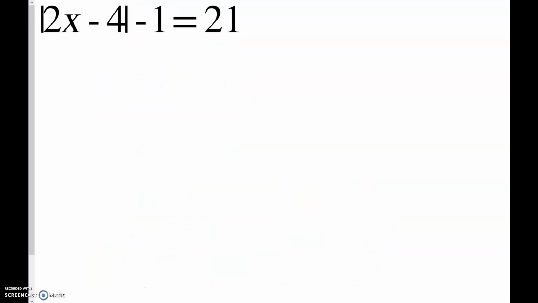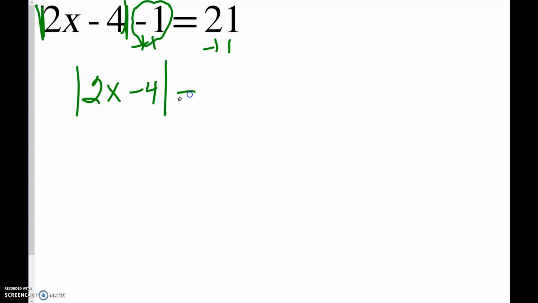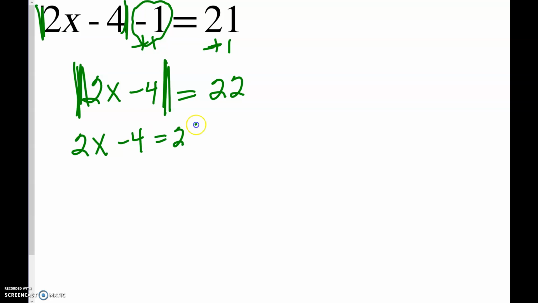All right, next problem. Okay, we have no number in front, but I have a number here at the end. Okay, absolute value. So I'm going to get rid of that negative 1. So I do that by adding 1 to both sides. So I have absolute value of 2x minus 4 equals, oops, that was a plus 1, so we have 22. All right, absolute value equals number. So I'm going to set up 2x minus 4 equals 22. And I have 2x minus 4 equals negative 22. We always have two cases with that plus 22 and minus 22.